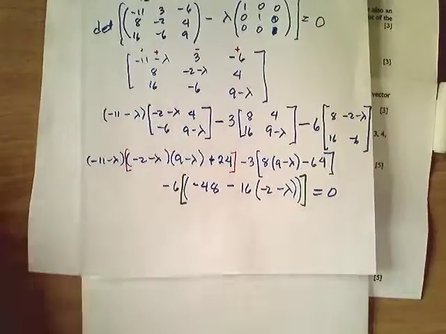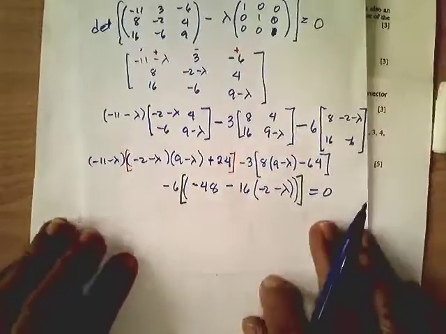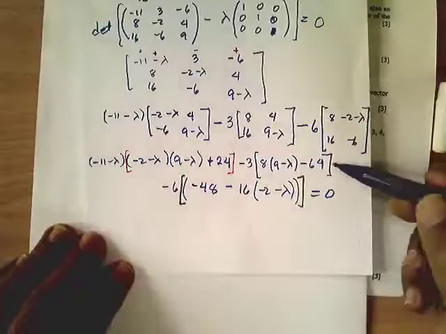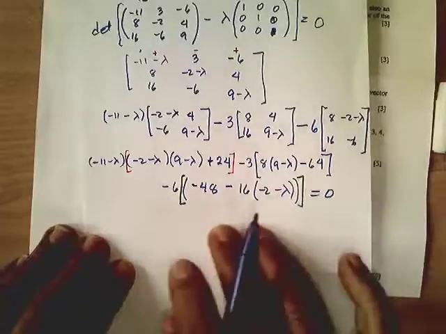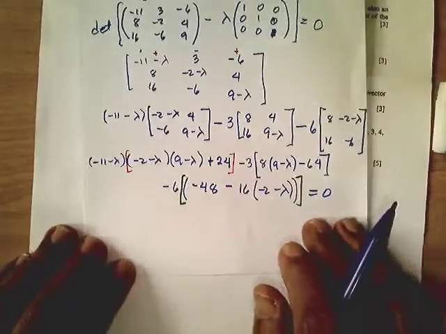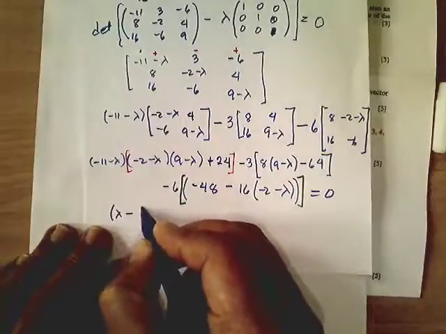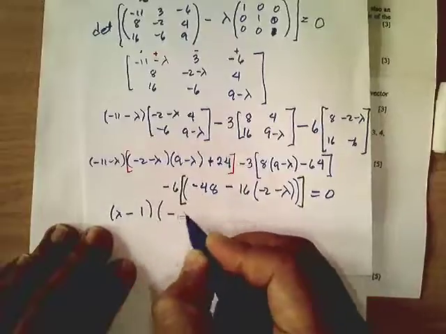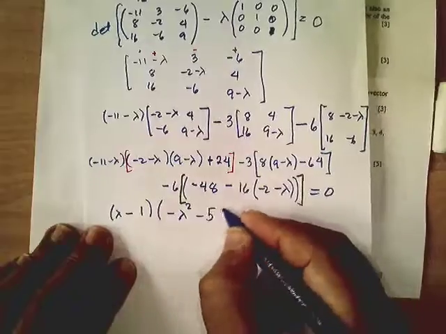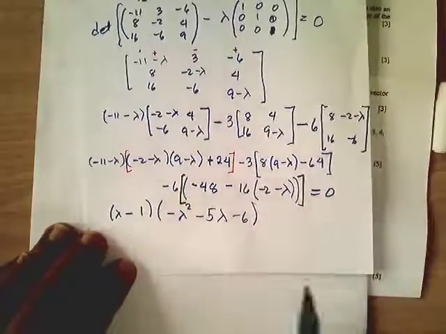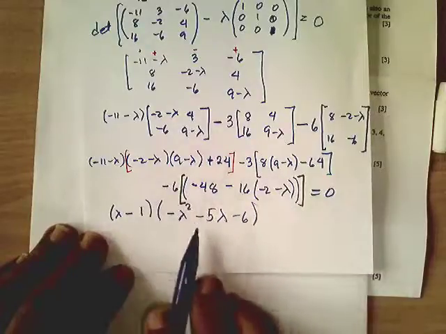And then you need to simplify that. I'll not do this one by one because it will take us a long time. But when you simplify that, you will end up with something like lambda minus 1 times negative lambda squared minus 5 lambda minus 6. So all you need to do is simplify that, and then you will see that you end up with something like this.